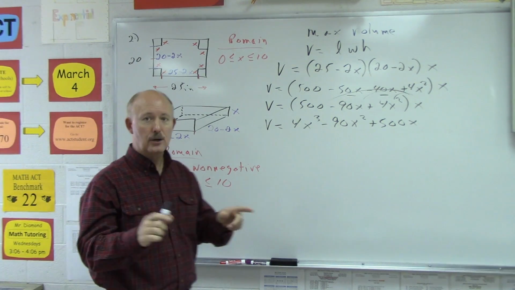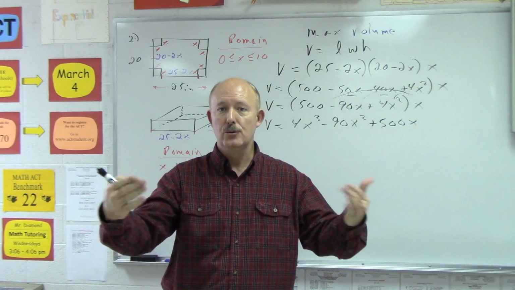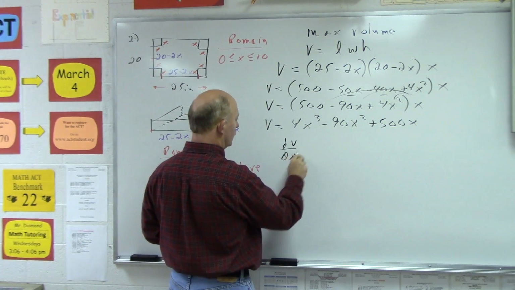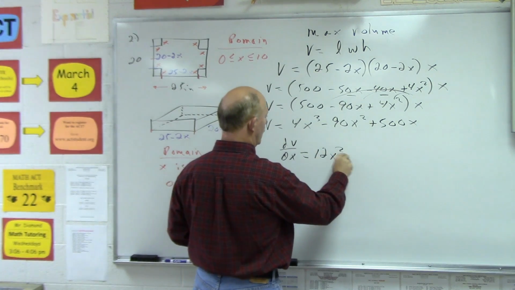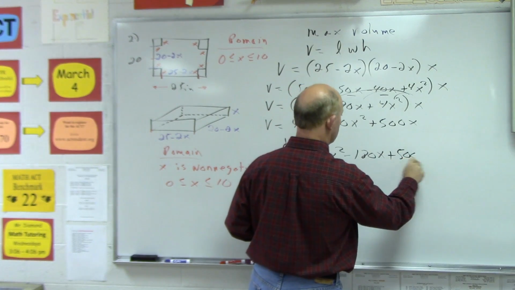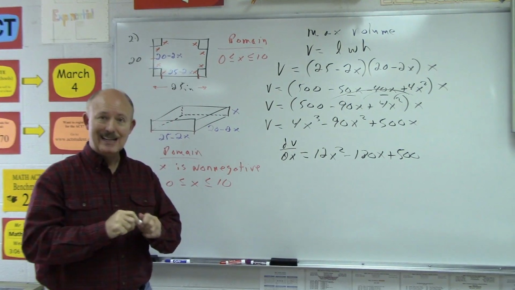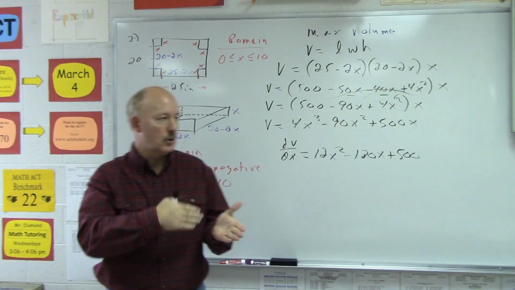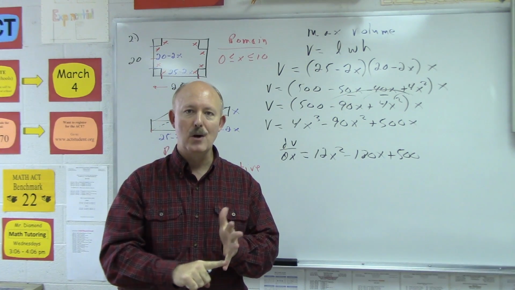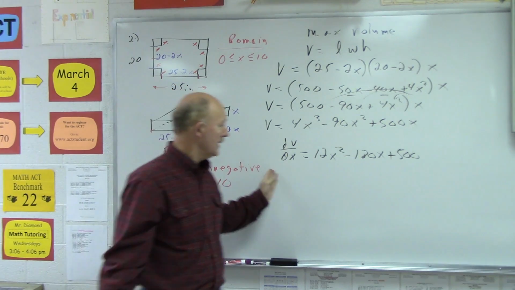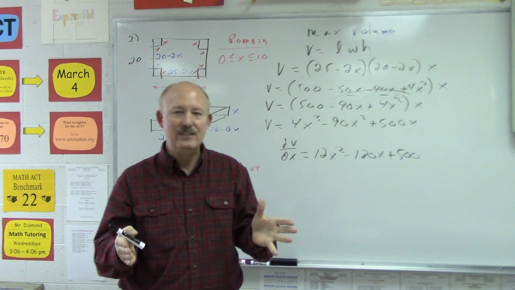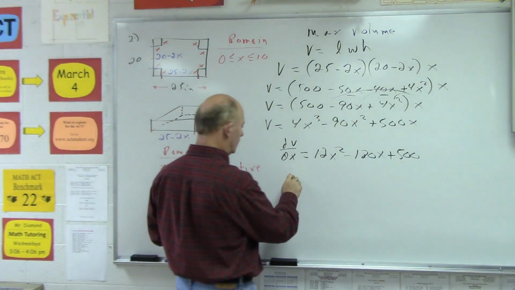Now, let's take our derivative, and then we'll be ready to use our first derivative test. So dV over dx will be equal to 12x squared minus 180x plus 500. Once again, a little polynomial. Now remember, you're looking for your critical numbers. Critical numbers are where the derivative is equal to 0 and where the derivative doesn't exist. A polynomial exists everywhere, so all we have to consider is where the derivative is equal to 0. So let's set this equal to 0.